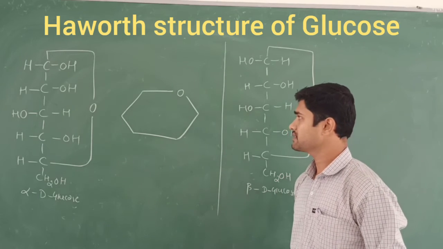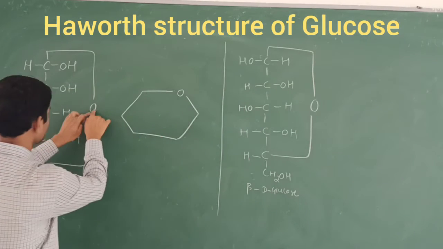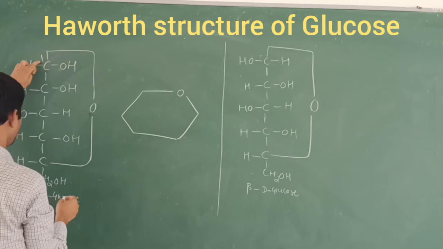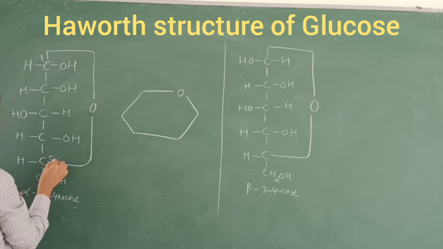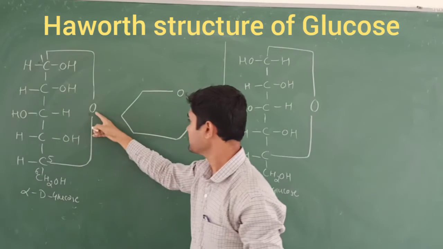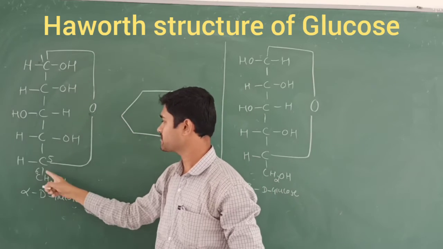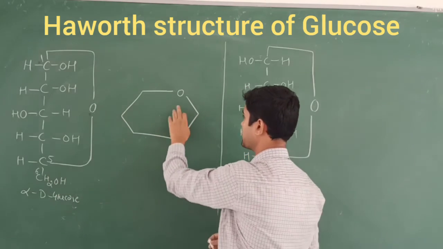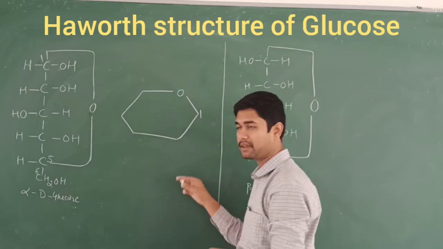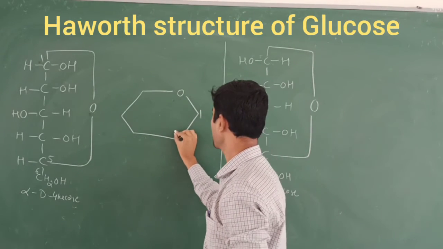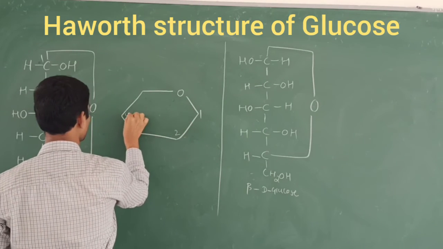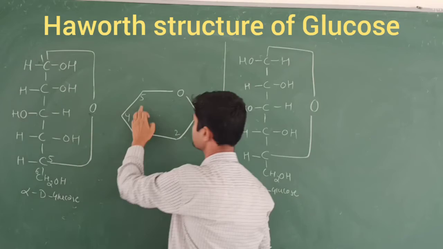Now see the position of this oxygen, which links the first carbon and the fifth carbon. This is the fifth carbon, and this is the sixth carbon. So this oxygen is linked with the first carbon as well as the fifth carbon. Now I am going to number here: oxygen, 1, 2, 3, 4, 5. This is the fifth position.